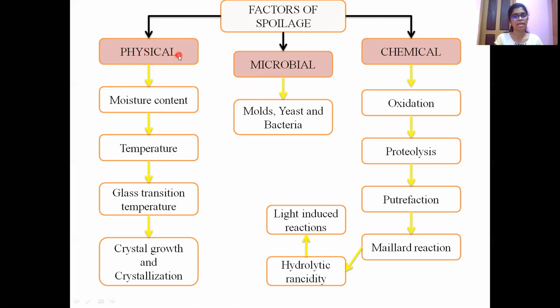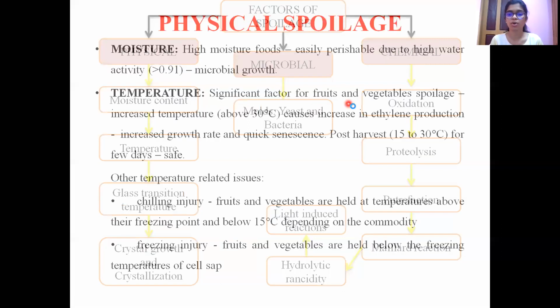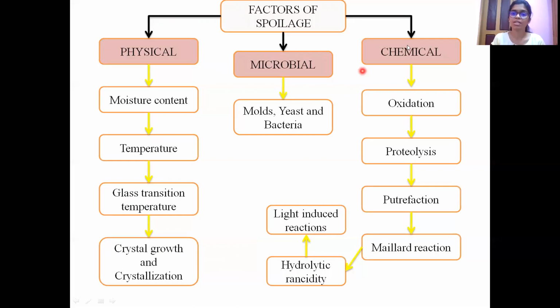The physical factors include moisture content, temperature, glass transition temperature, crystal growth and crystallization. Whereas the microbial factors include the growth of molds, yeast and bacteria. And the chemical factors include oxidation, proteolysis, putrefaction, Maillard reaction, hydrolytic rancidity and light-induced reactions. Let us discuss in detail all these factors in the upcoming slides.